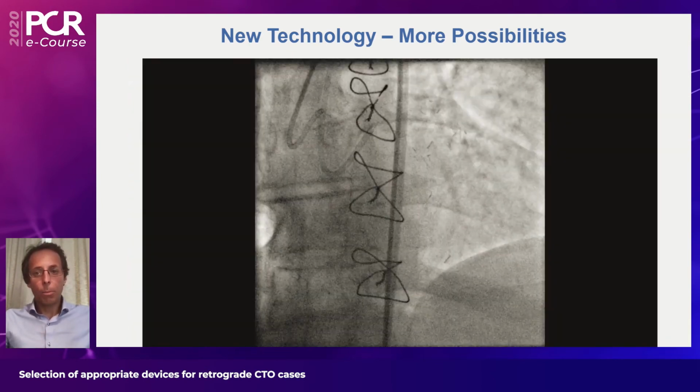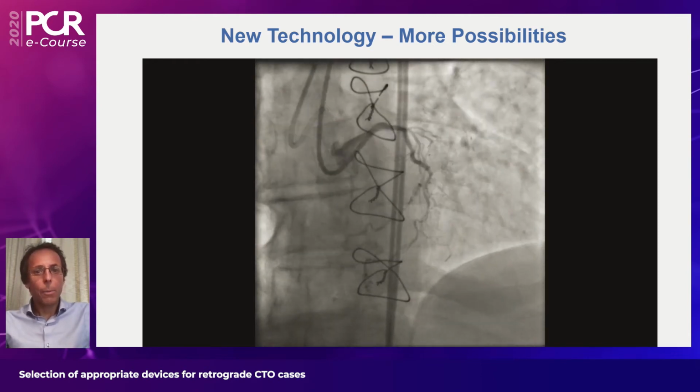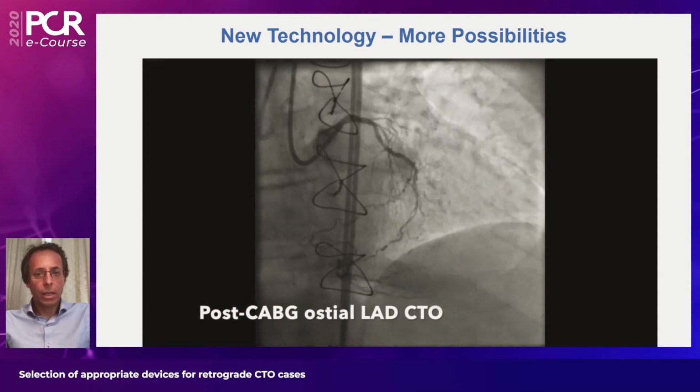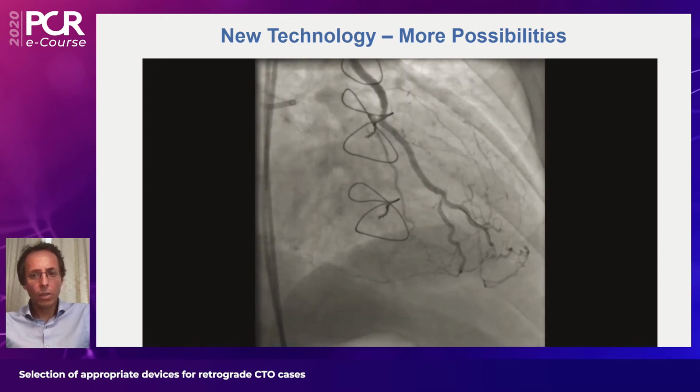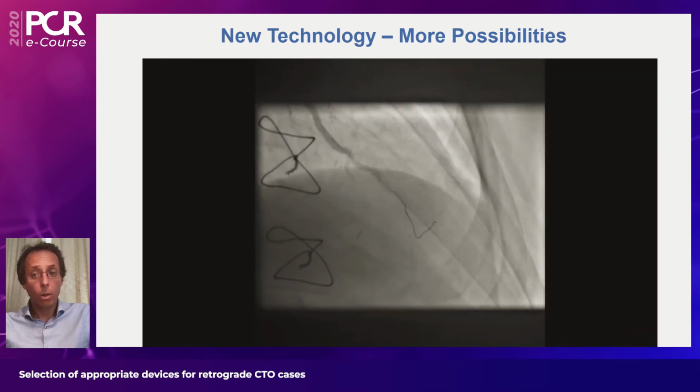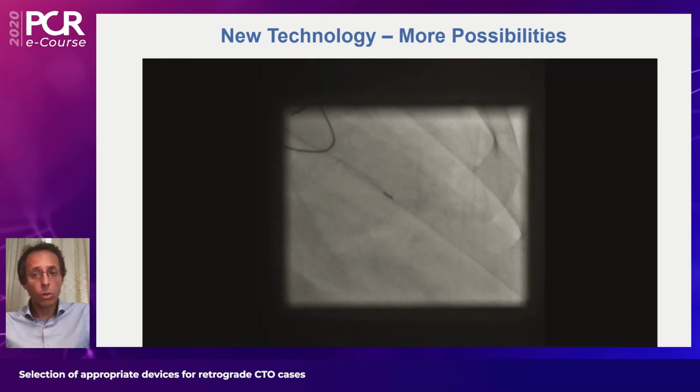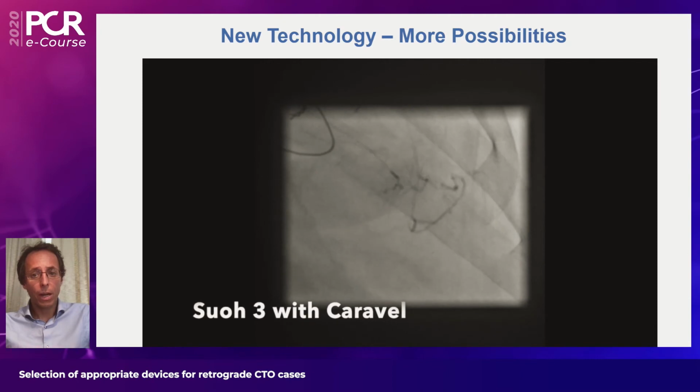Another example is here a Boss CABG case. Actually, it was done, I think, in Riga. There was a Boss CABG patient where I was invited with a LAD occlusion. And here you can also see a very, very tortuous epicardial connection.